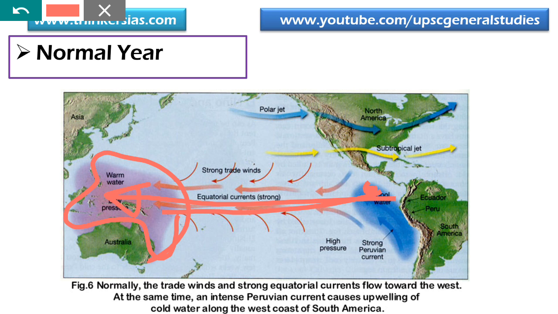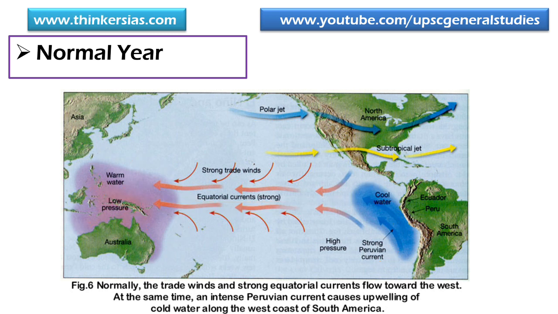Alternatively, the strong Peruvian current, that is the Humboldt current, passes through the Peru and Chilean coastline. This intense Peruvian current causes upwelling of cold water along the west coast of South America. Upwelling brings nutrients to the surface, which helps to harvest rich fish on the coast of South America. Okay, so that is the normal year.